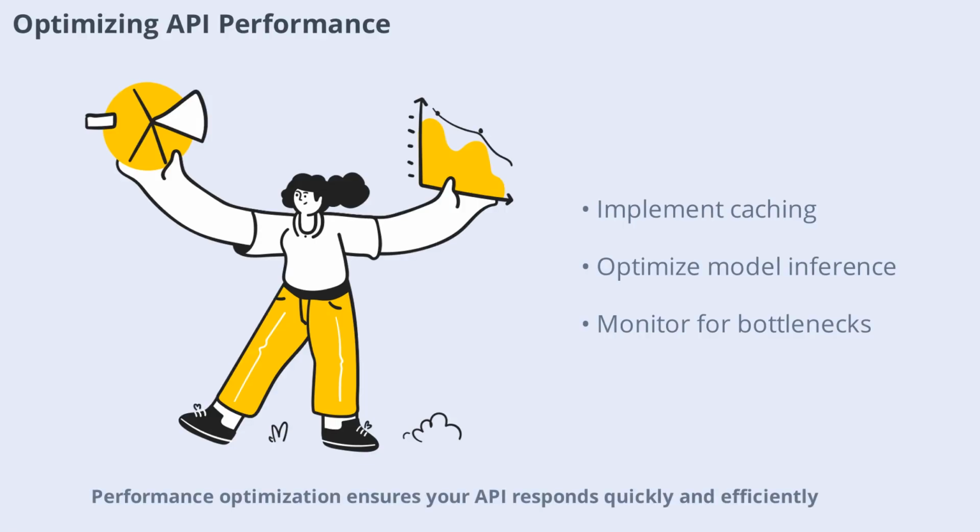Performance optimization ensures your API responds quickly and efficiently. Techniques include caching frequent responses, optimizing model inference time, and minimizing data transfer. Monitoring tools can help you identify bottlenecks and areas for improvement. Fast, responsive APIs enhance user satisfaction and support demanding applications.